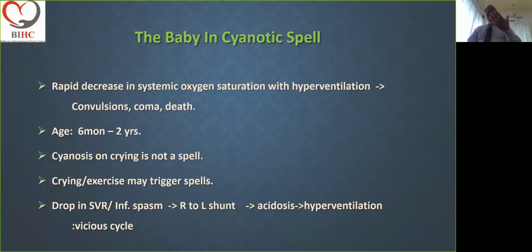Why does this happen? Typically a feature of tetralogy, there is a drop in the systemic vascular resistance due to some factor, or the infundibulum goes into spasm. You have an overriding aorta, so the RV finds it easier to pump into the aorta with a lower resistance than a pulmonary artery which is obstructed. So as the right-left shunt increases, there is acidosis, and the acidosis triggers the respiratory center into hyperventilation. There's no point in hyperventilating because it's not increasing the pulmonary blood flow, and so this goes into a vicious cycle.